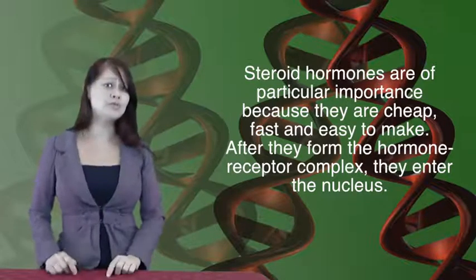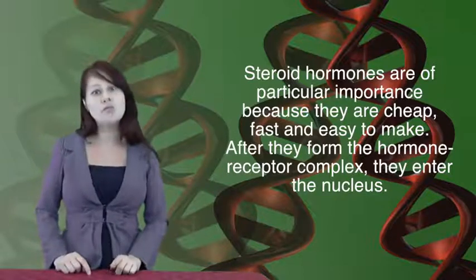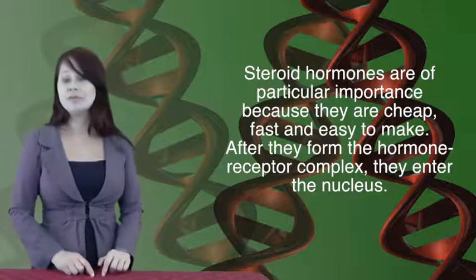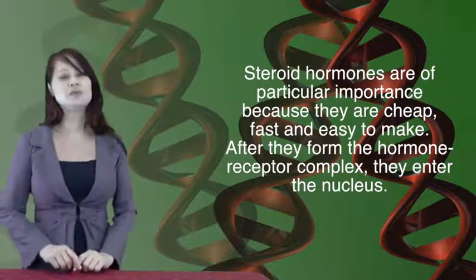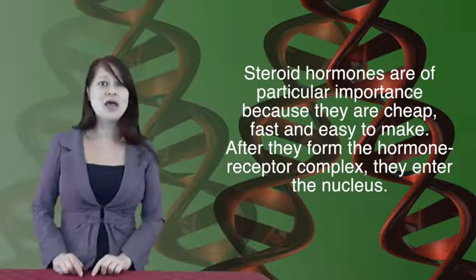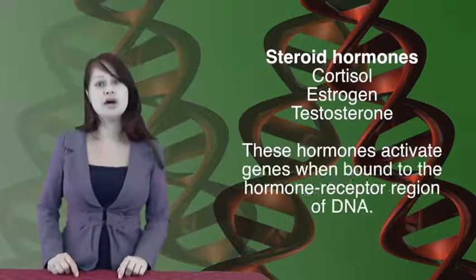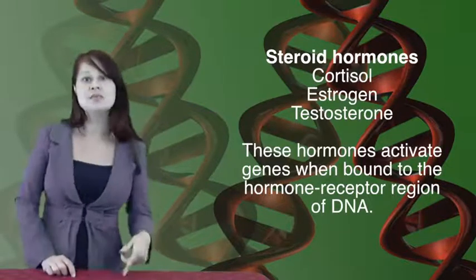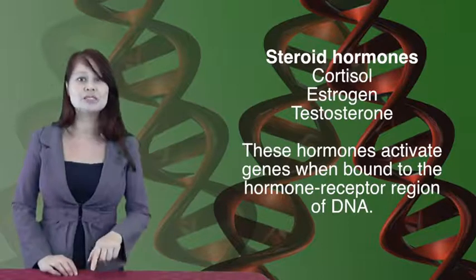When steroid hormones bind to the receptor, this forms a hormone receptor complex, and this will be transported into the nucleus of a cell. And if you remember, the nucleus is where the DNA is housed. The hormone receptor complex will activate gene expression. Some examples of steroid hormones are cortisol, estrogen, progesterone, and testosterone. This is an example of direct gene activation by steroid hormone action.